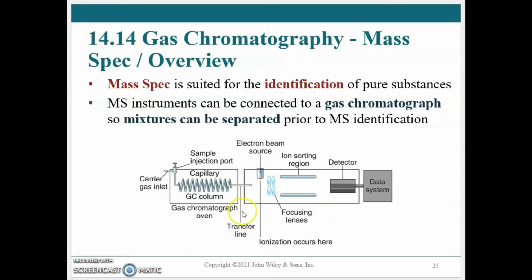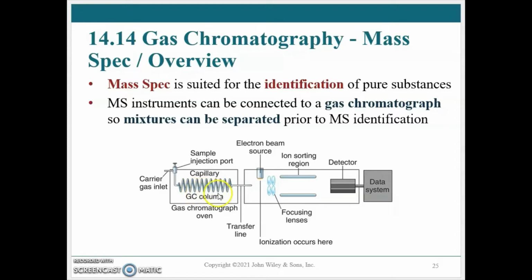So what's most common is to use a separation technique as a means of introducing a mixture into the mass spectrometer so that we have pure zones entering the mass spectrometer sequentially, and then we have a pure material. So this schematic is for a gas chromatograph. In the first semester laboratory, you used a GC.